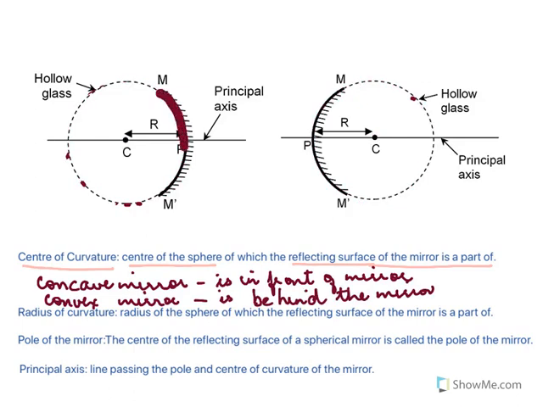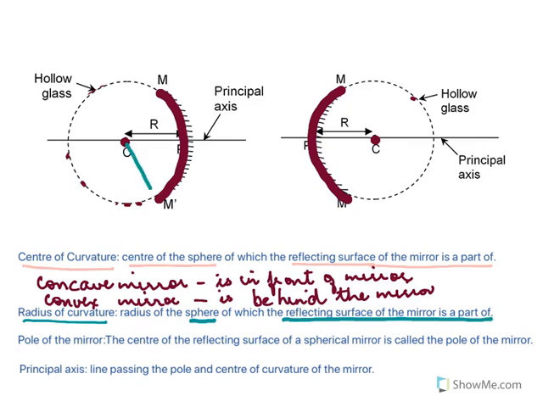Let me explain this point again. This is the mirror. The center of curvature is in front of it. And for convex, here is a mirror. The mirror is on the outer side. The center of curvature is behind it. Next is radius of curvature. Radius of curvature is the radius of the sphere of which the reflecting surface is a part. We saw that this reflecting surface is a part of a sphere, and the radius of this sphere is called the radius of curvature. Like this is called the radius of curvature, R. It is the radius of the sphere of which the mirror is a part.